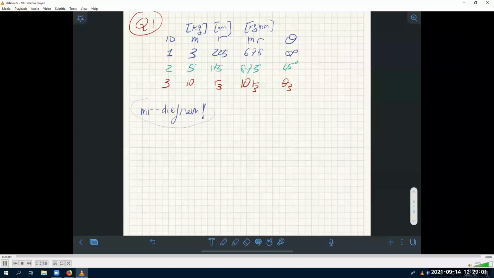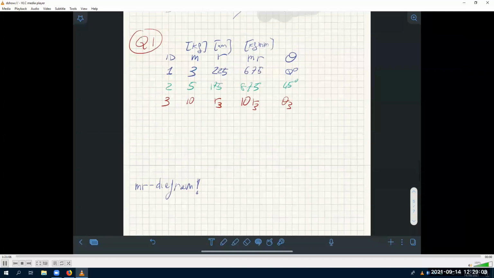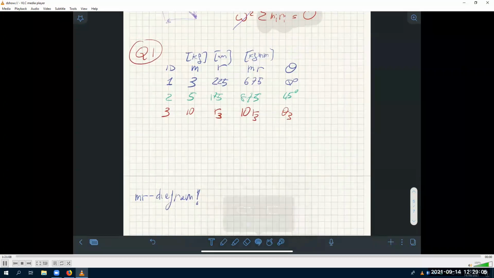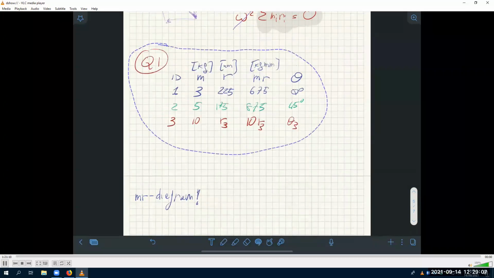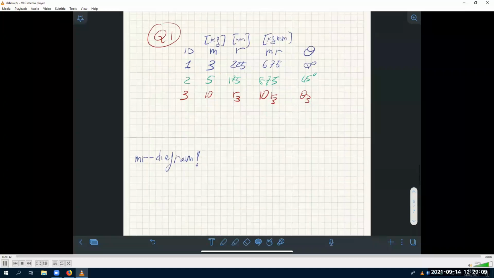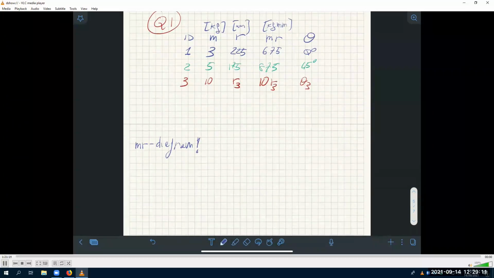Let's do it on the other page, the MR diagram for this. Also, let's put this down here then. So, scale. You can say that 1 millimeter is equal to 1 kilogram millimeter. So 1 millimeter on the page equals 1 kilogram millimeter of MR of this.